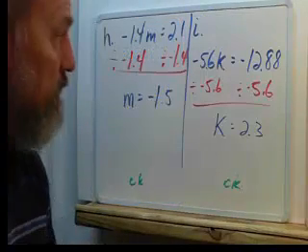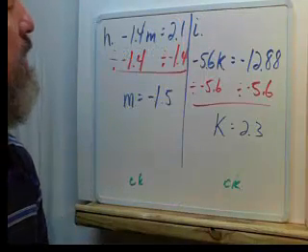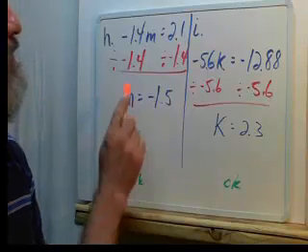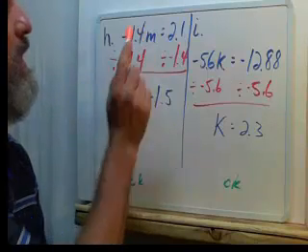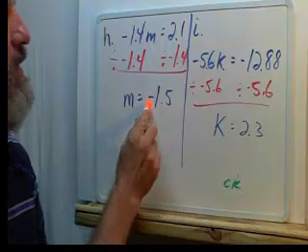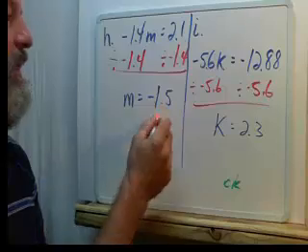Letter H. Negative 1.4m equals 2.1. Divide both sides by negative 1.4, and we get m equals negative 1.5. Again, put it in the original equation to see that it works.